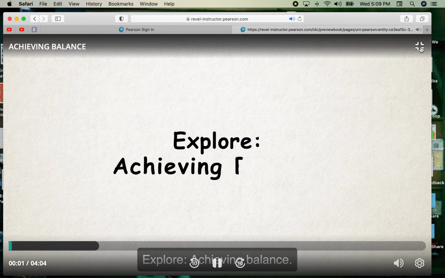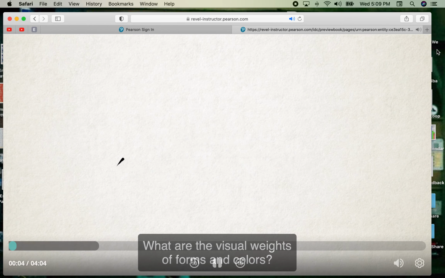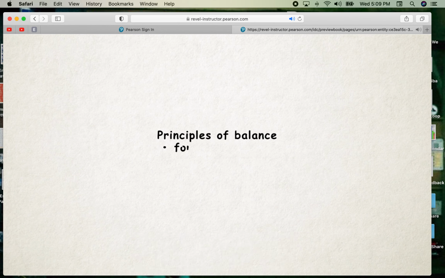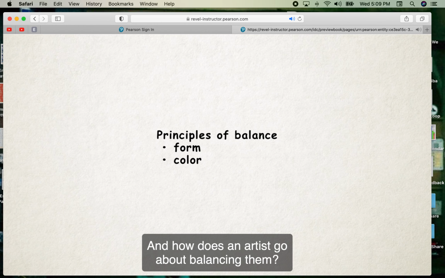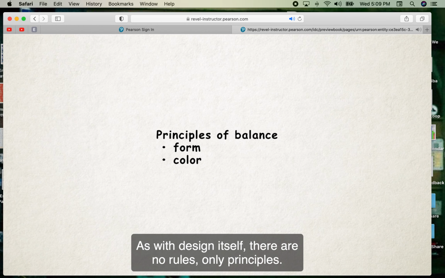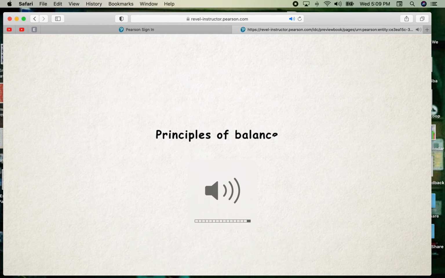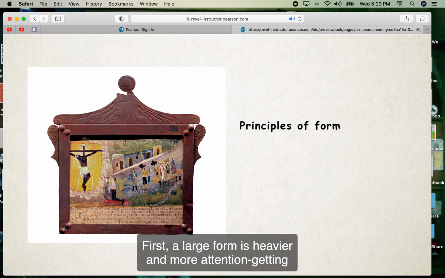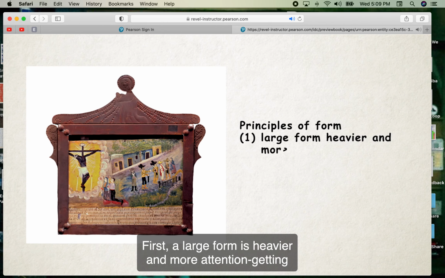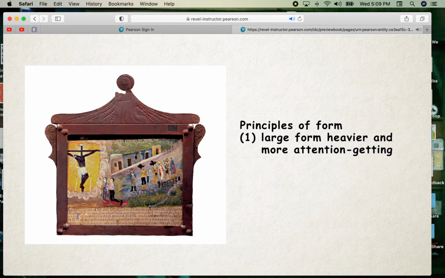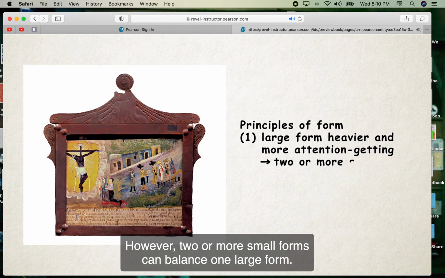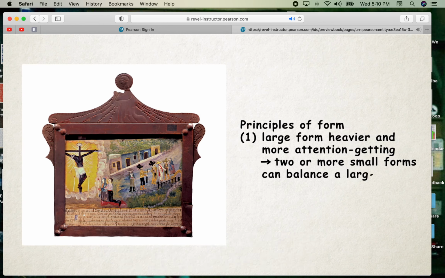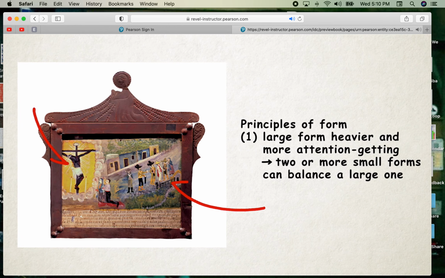Explore. Achieving balance. What are the visual weights of forms and colors, and how does an artist go about balancing them? As with design itself, there are no rules, only principles. Here are 3 principles concerning the balance of forms. First, a large form is heavier and more attention-getting than a small form. However, 2 or more small forms can balance one large form. In this work, note that the single heavy figure of Christ balances the group of smaller figures at the right.